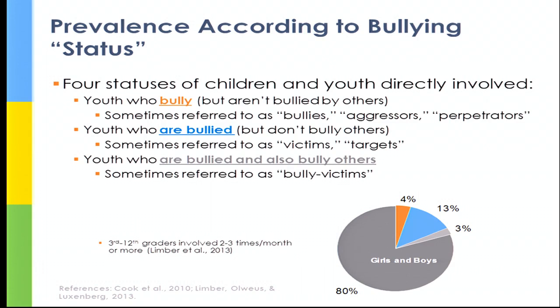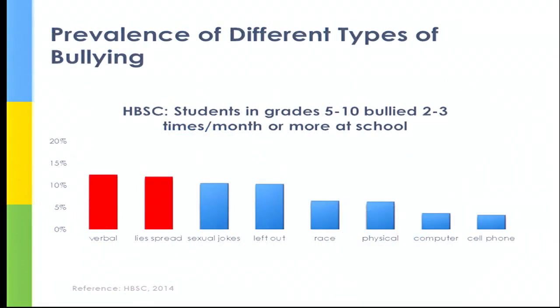We found, for example, that 13% of our sample of children and youth said that they had been bullied regularly. So regularly, the blue pie slice, 2 to 3 times a month or more often, that 4% had bullied others with that frequency, the orange pie slice, and the smallest pie slice were those kids who had bullied others but also been bullied. So what are the most common types of bullying that children and youth indicate that they experience?